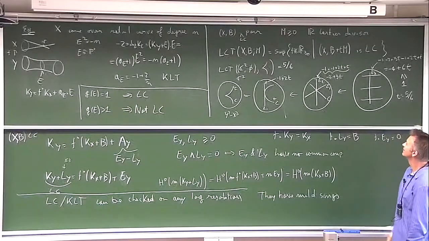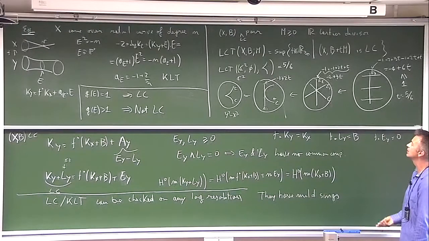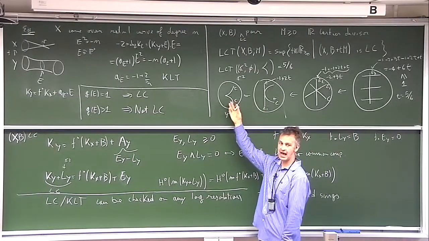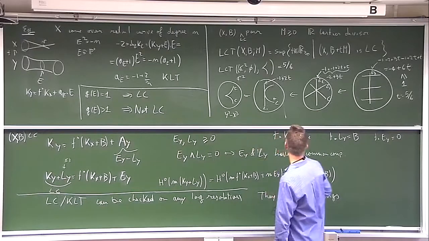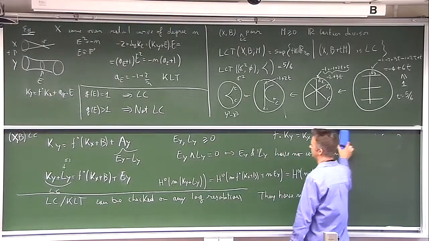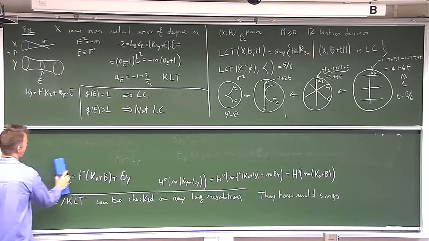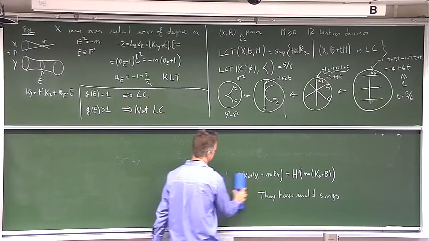But okay, so these log canonical thresholds are easy to compute. And the reason that they're important is that something interesting is happening. In this case, something interesting happens along the locus where you get your log canonical singularity, your non-KLT singularity.